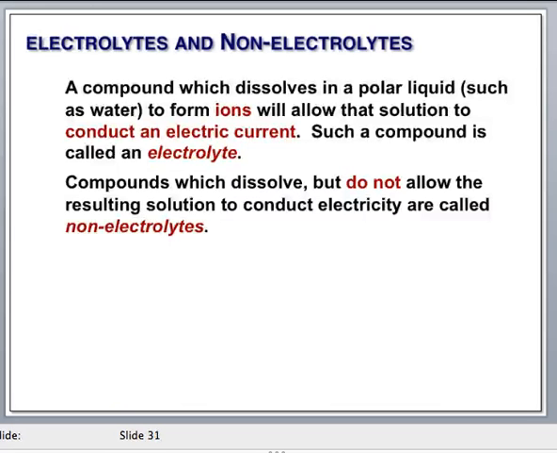The phenomenon is that if you have an aqueous solution, so this is water, and you have ions dissolved in it, that solution will conduct electricity. If you have water, and you don't have ions present, that solution will not conduct electricity. This is called an electrolyte, and that's a non-electrolyte.